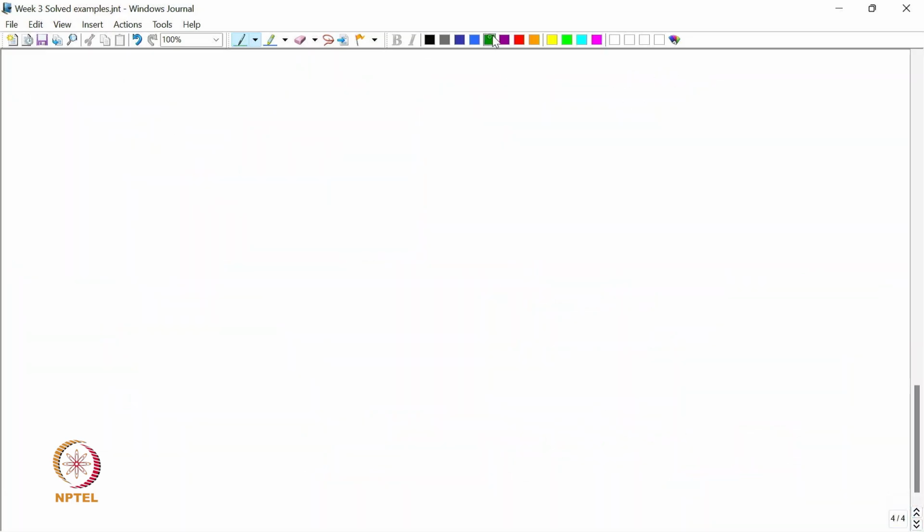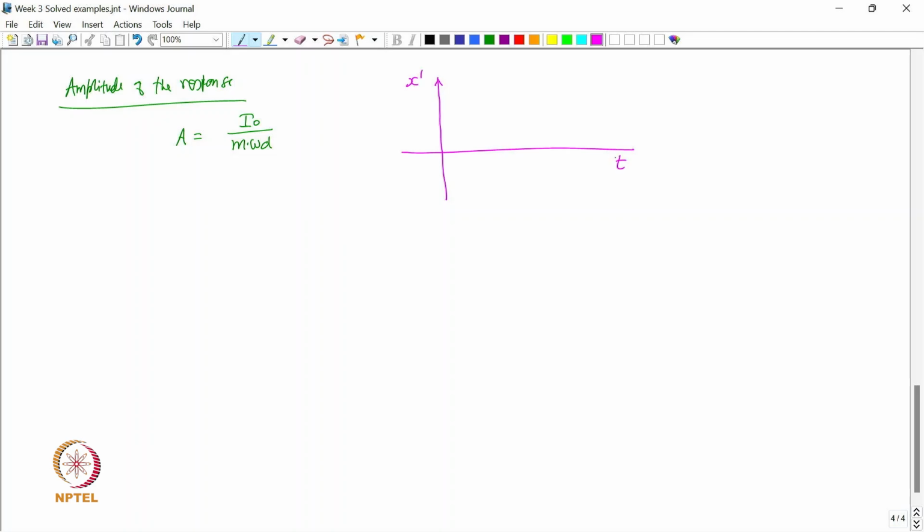So, let us determine the amplitude of the response, and amplitude is how much? If I call it, let us say, by A, then that is equal to I naught upon m omega d, because if you plot the curve for x dash, then it is going to be looking something like this, right.